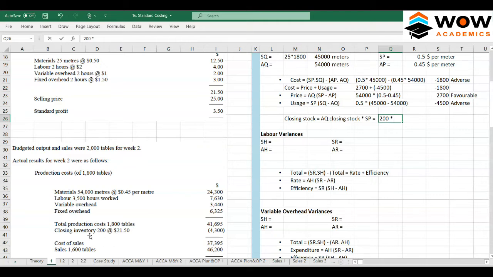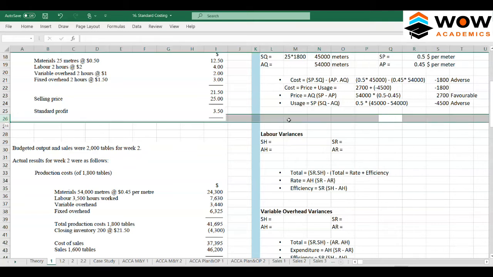I think this closing inventory is for the total product. Okay, so I think this will leave. It's not material, so we'll leave that. We'll move on to the next one.